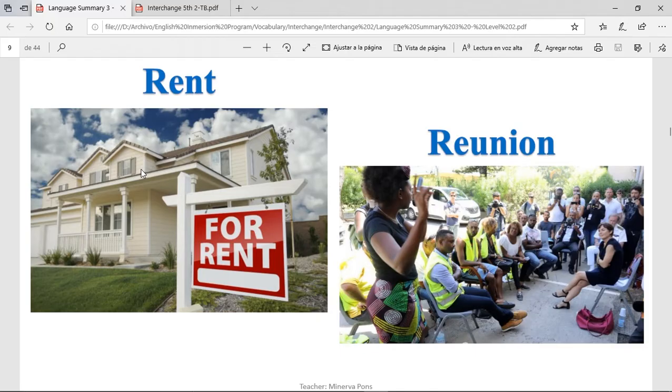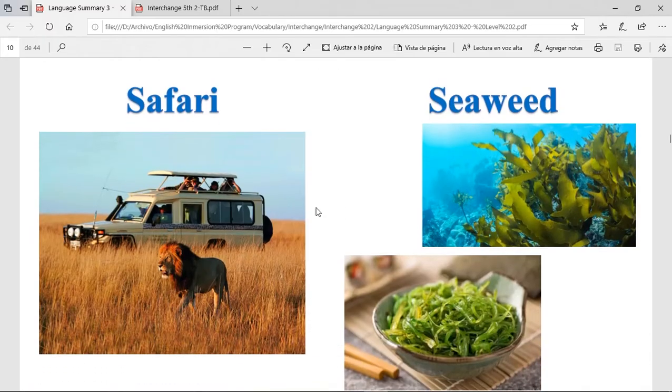It's not like you're buying it, that after you finish paying, it's yours. No, no, no, no, no. You only rent it and you pay every month to continue living there. It's not paying for having it for yourself. Okay. Reunion. A reunion is like a gathering where a lot of people get together to talk or do something. Okay. It's similar to a meeting.